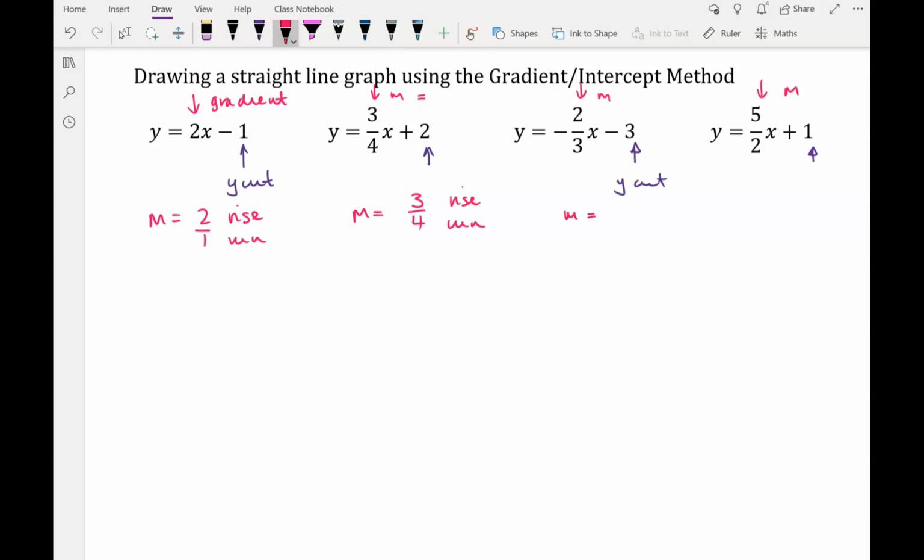Here, the gradient is going to be minus 2/3. And here the gradient is going to be 5/2. And the y-cut we can always pick up as being that number that comes at the end, and so that tells us straight away what our y-cut is going to be. So let's get a set of axes up and go about drawing these graphs.